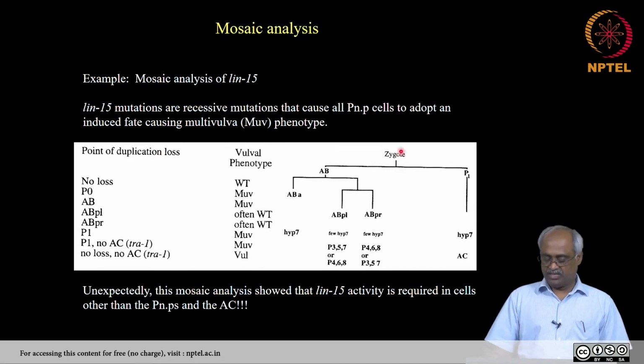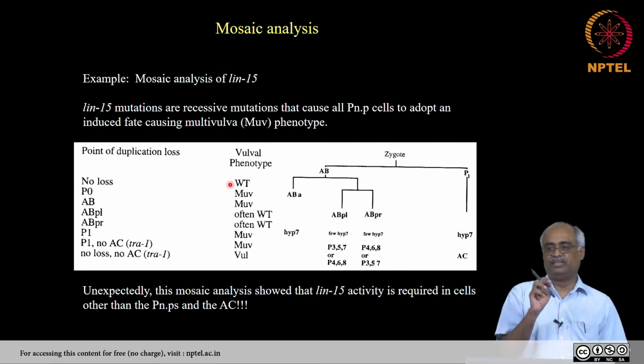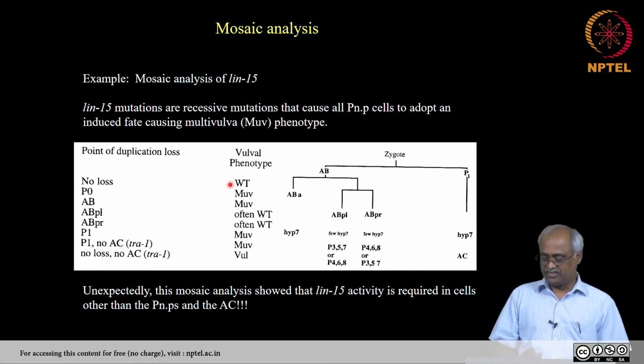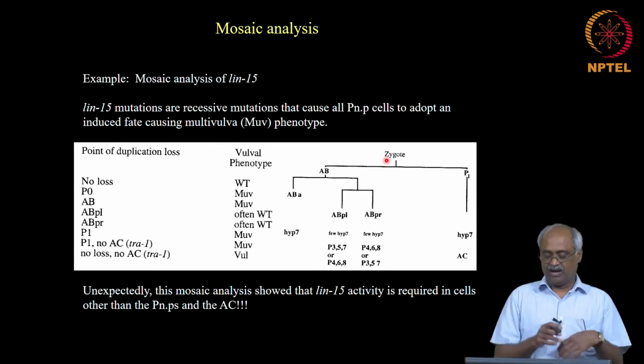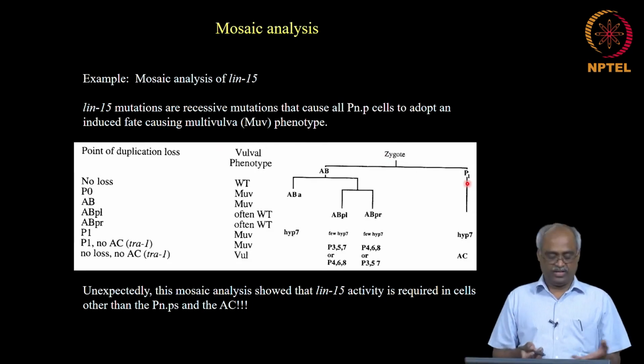So, you start with zygote, and let us say nowhere is it lost in the entire embryonic lineage, your duplication is not lost. You did not find a cell where the nucleolus was enlarged. So, that is going to end up developing into wild type, it will make one single functional vulva. Now, you find an embryo in which P0, that is the zygote itself, lost it, like AB and P1 both had enlarged nucleolus. It is going to be Lin15 homozygous, so multivulva.